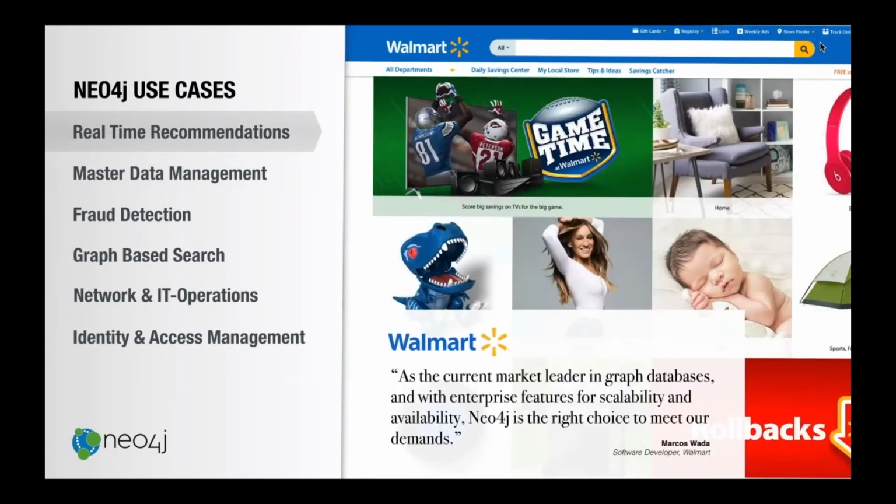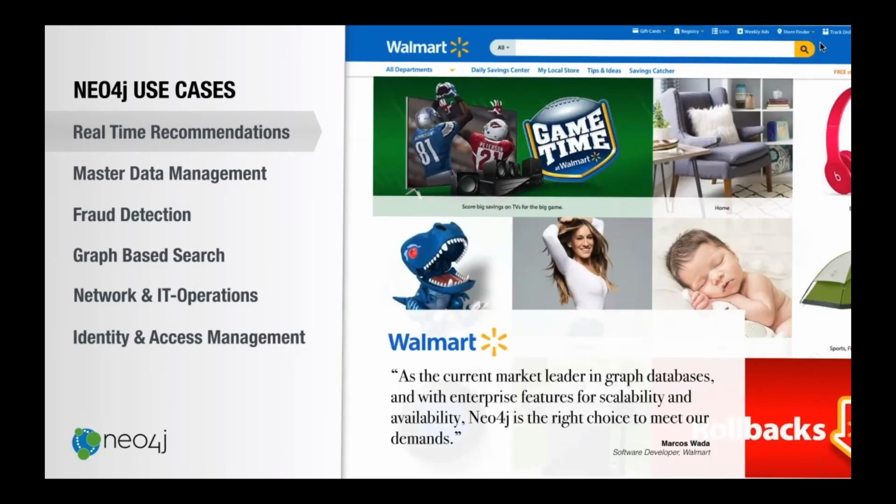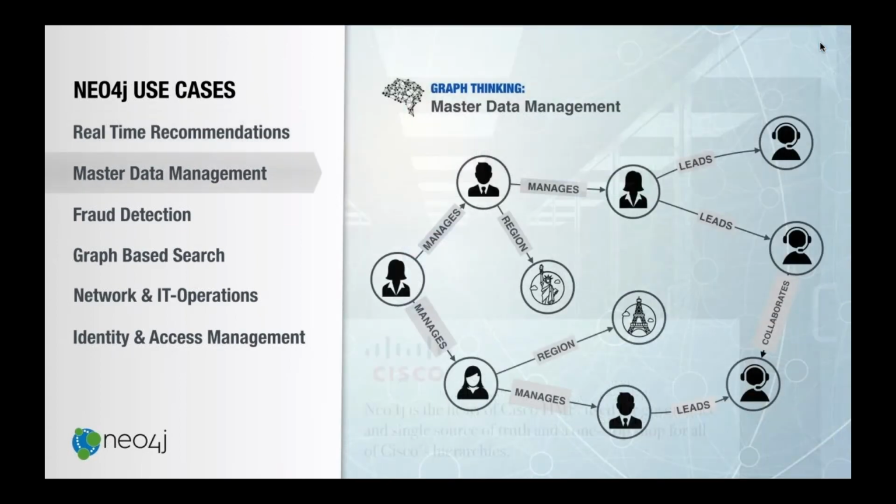I did want to say, sorry, one other thing with the real-time recommendations. We talked here about retail and product recommendations, but Neo4j is actually used by leading newspapers for recommending content on their websites. And content recommendations is actually how Neo4j was born as well. So it doesn't necessarily just need to be products. It could be content. It could be financial services. It could be all sorts of different things that you want to build recommendation engines for. Sorry, back to master data management.